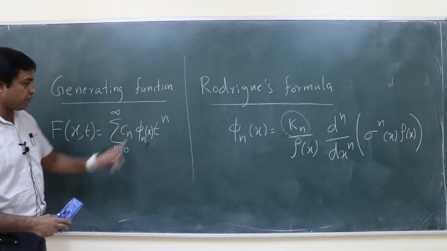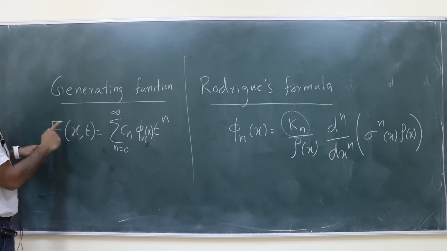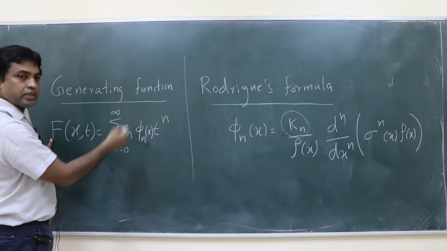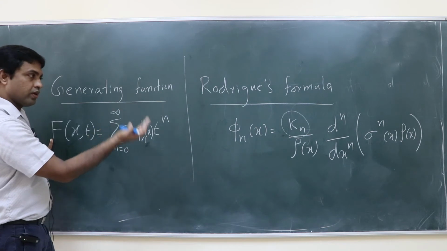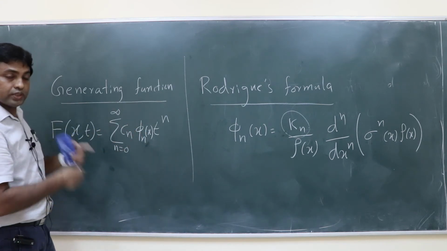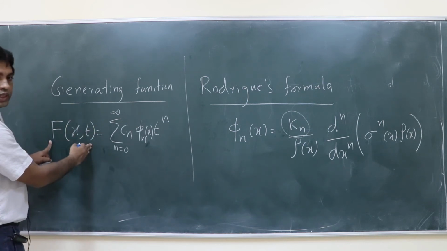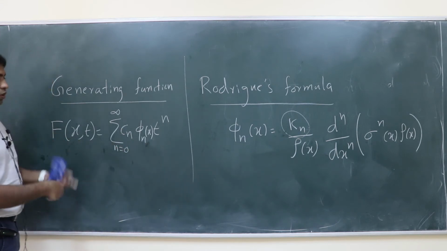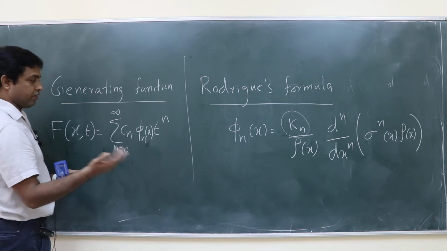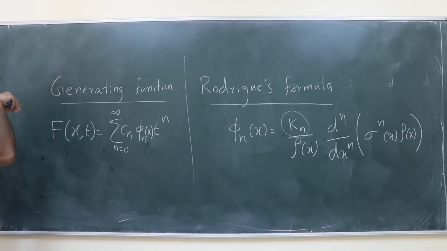So what is phi n of x then? Can you find phi n of x from this, if I know f of x, t? The generating function for each type of polynomials we can actually calculate. So for Hermite polynomials or Jacobi or other classes of polynomials, there are so many polynomials, and for each of them there is a corresponding generating function. If I know the generating function, I can easily calculate phi n of x. Also in other places this formula will help you. There are so many assignments we can do so that you will understand the usefulness of these generating functions.